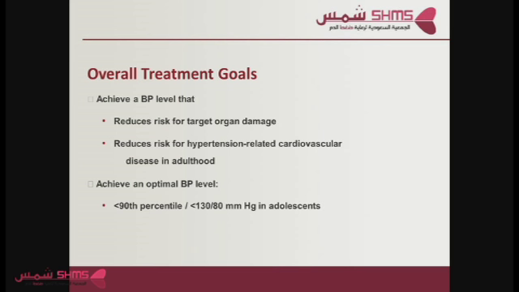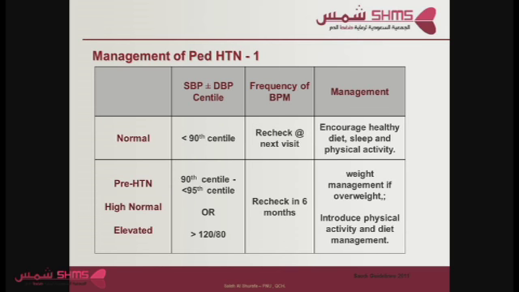So the overall treatment goal is to achieve a blood pressure level that reduces the risk of target organ damage, to reduce the risk for hypertension-related cardiovascular disease in adulthood. And our aim is really to achieve optimal blood pressure, which is below the 90th percentile. This is how we manage.